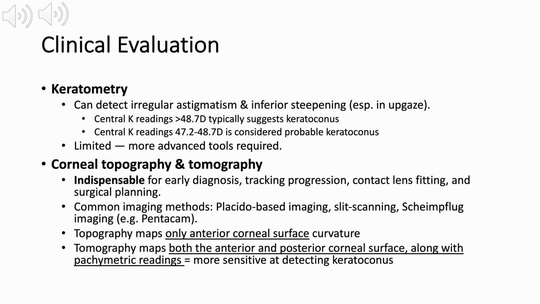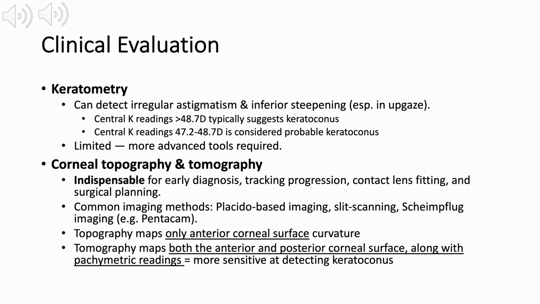Topography maps only the anterior corneal surface curvature, producing color-coded power maps that highlight steepening or flattening patterns. While it is very effective for detecting anterior surface irregularities, it cannot assess the posterior surface or corneal thickness. In contrast, tomography evaluates both the anterior and posterior corneal surfaces, along with pachymetric mapping across the cornea.